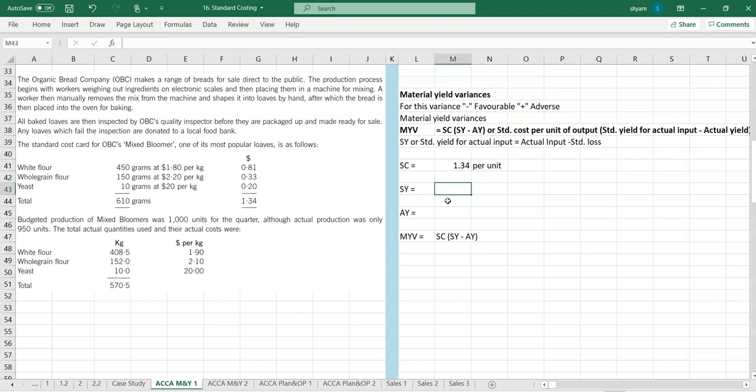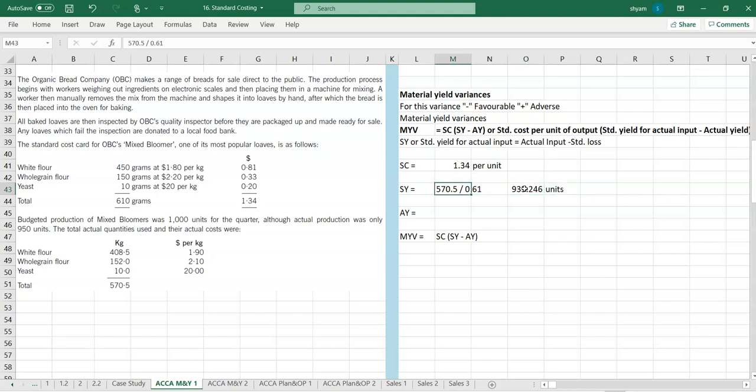So what about the standard yield? The company has put in some input. How much have they put? They have put 570.5 kg. And how much does each unit take? Each unit should take 0.61. So solve this, you will get the answer. This is the number of units the company should have produced.